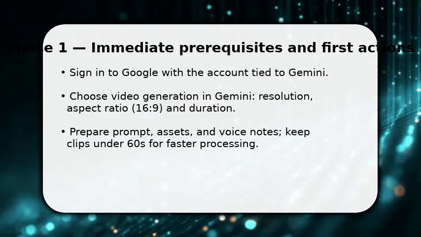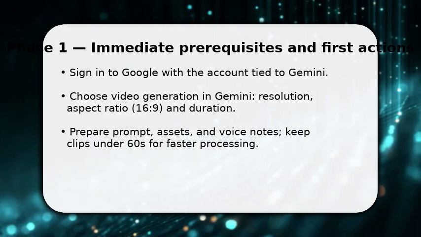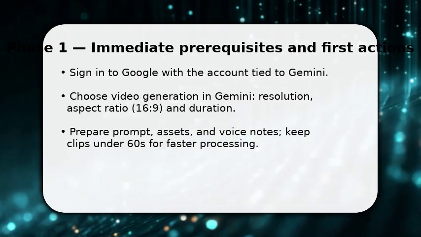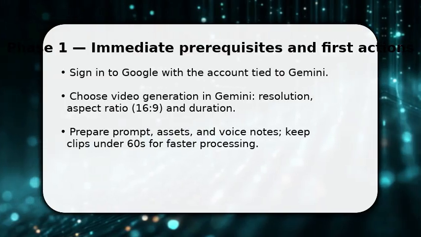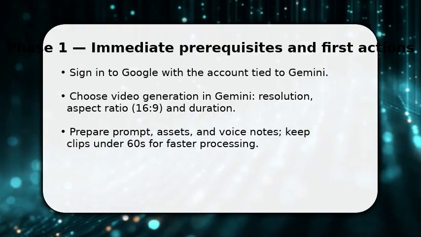You begin by opening Gemini and choosing the video generation tool. Sign in with the account linked to your Google services. Next, select resolution and aspect ratio. Pick 16:9 for landscape or square for social.